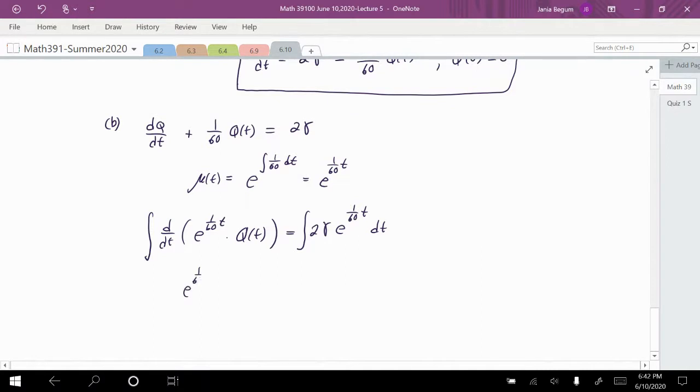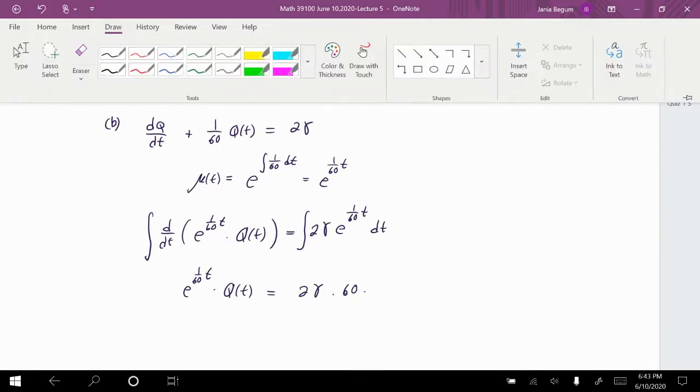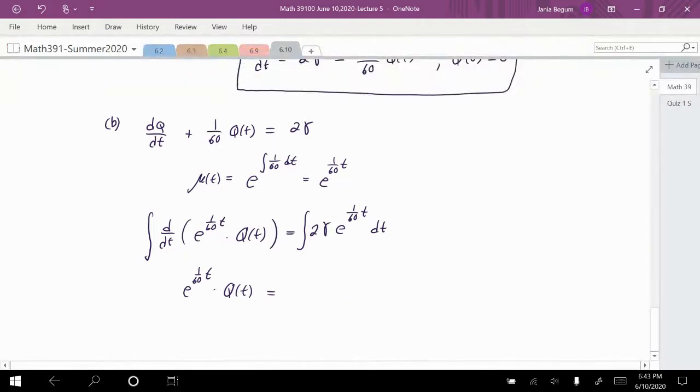e to the 1 over 60 t times q of t is equal to 2 gamma. Now, if you integrate e to the 1 over 60, what do you get? This is basically multiplying by 60, so it should be 120. Oh wait, no, let me just do it altogether. So that would be 120 gamma e to the 1 over 60 t plus a constant c.